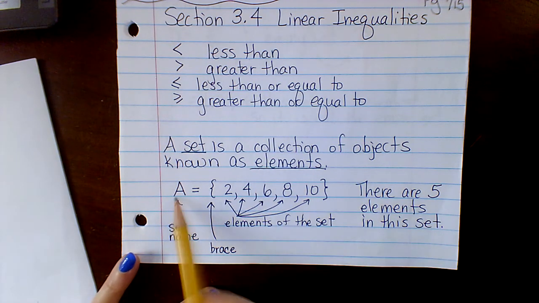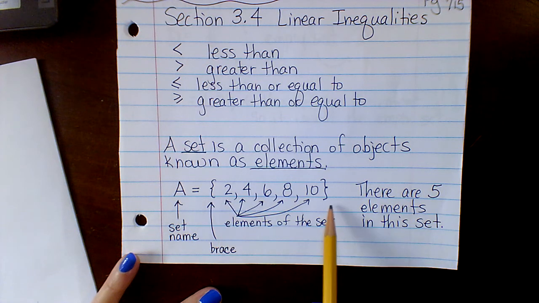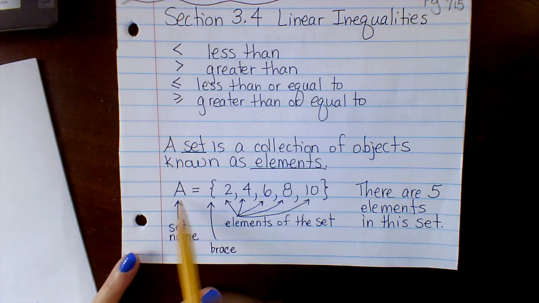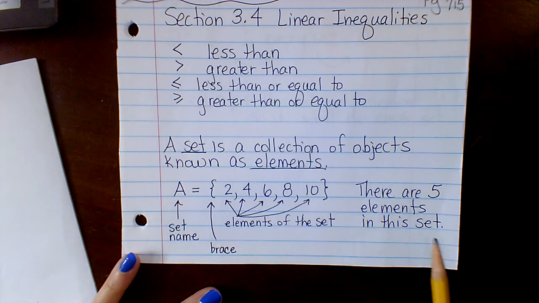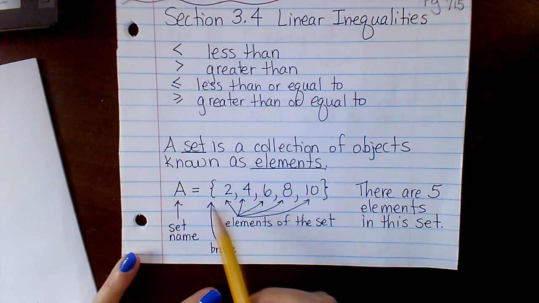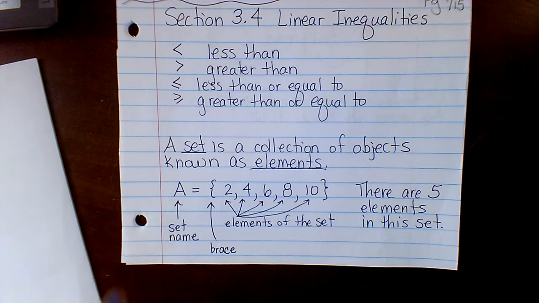So if I write set A is made up of the numbers 2, 4, 6, 8, 10, this A is the set name. These little braces are what lets you know that it's a set. And then the numbers in that set are called elements of the set. We say that there are 5 elements in this set: 1, 2, 3, 4, 5 things in that set.